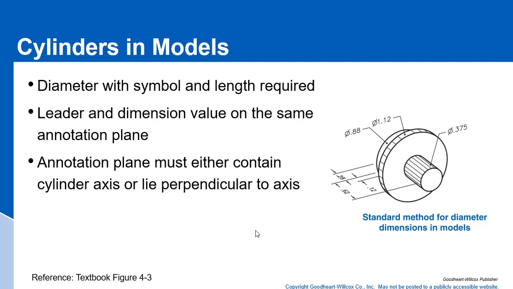We're not going to be dimensioning models in this class. If anything, we're going to be dimensioning drawings, and that's pretty much from just the assignments and stuff like that. Okay, so the annotation plane must contain the cylinder axis or lie perpendicular to the axis. So in this case, this annotation plane lies perpendicular to the axis of this cylinder.